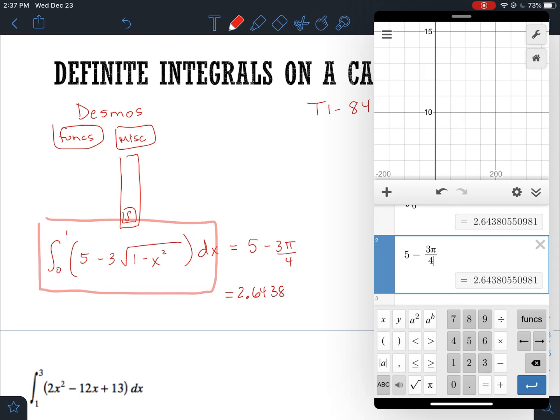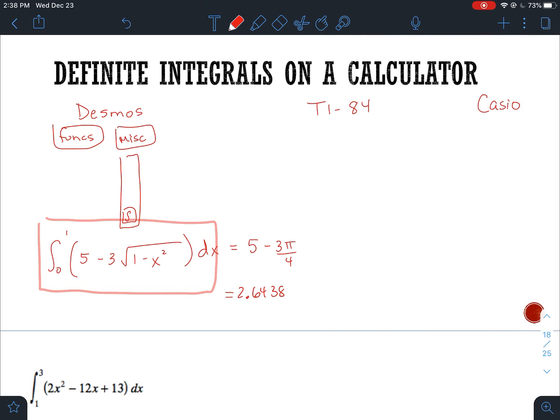And so this is saying that the answer is 2.6438. And so if I did 5 minus 3 pi divided by 4, notice that that's the exact same thing, 2.6438. So you can find that definite integral by graphing it, or you can also use Desmos or a graphing calculator. So that's how it works on Desmos.